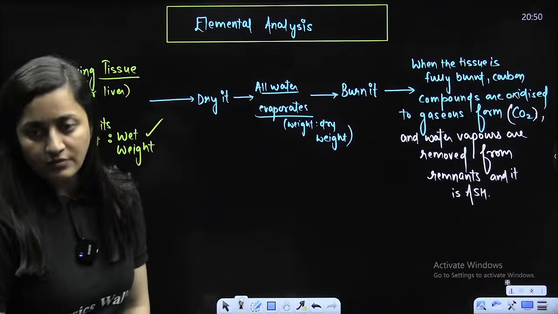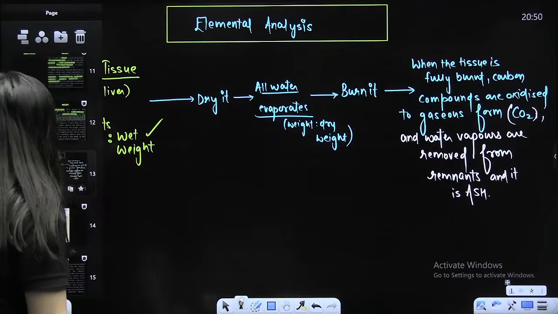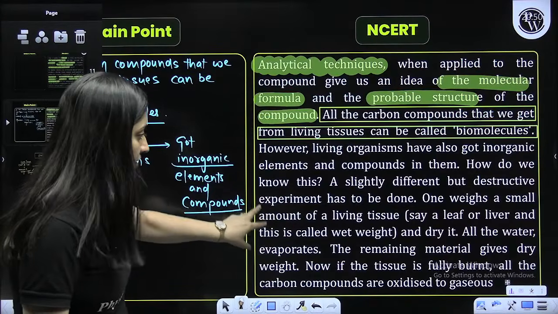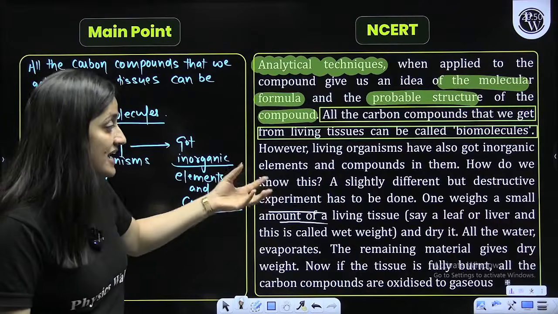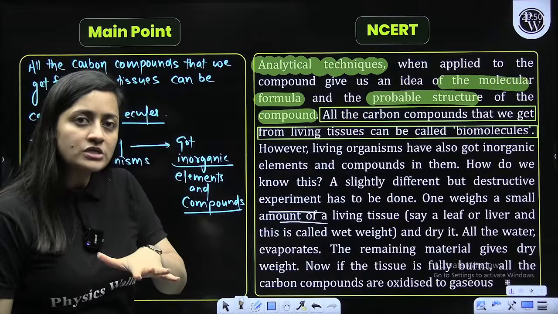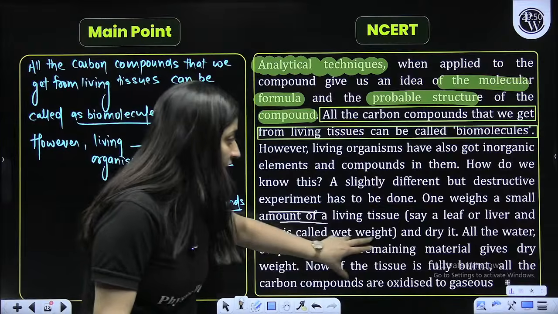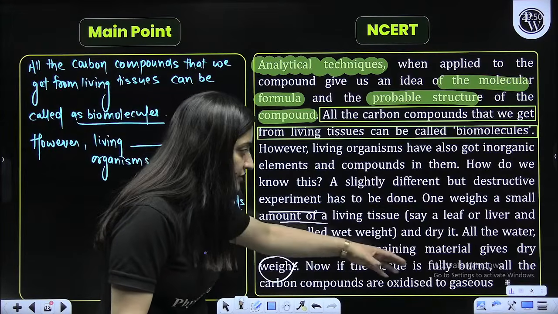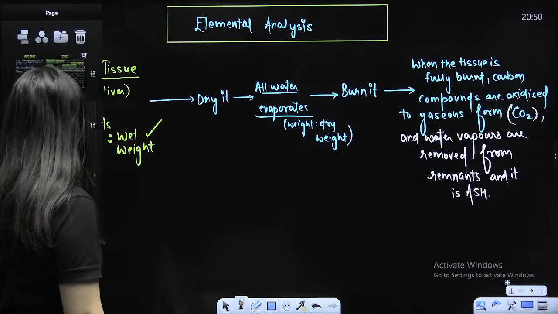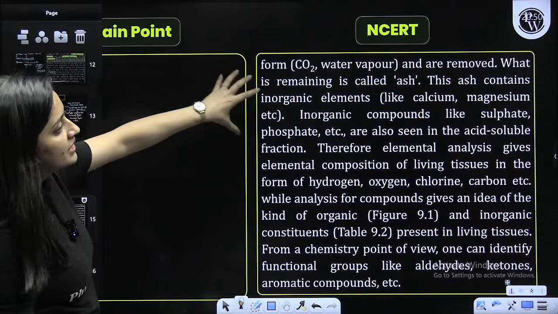So you are going to burn something. You all have seen that, right? Now, what's the next part? So look at this part. Same thing is given here. A destructive experiment has to be done. You'll weigh a small amount of living tissue, and when you are weighing it directly, while it has the water component, it is the wet weight. Then you will dry it, all the water will evaporate, and the remaining material will give the dry weight. Now if the tissue is fully burnt, all the carbon compounds are oxidized to the gaseous form, CO2, and water vapor, they all are removed, and the remaining is called the ash.